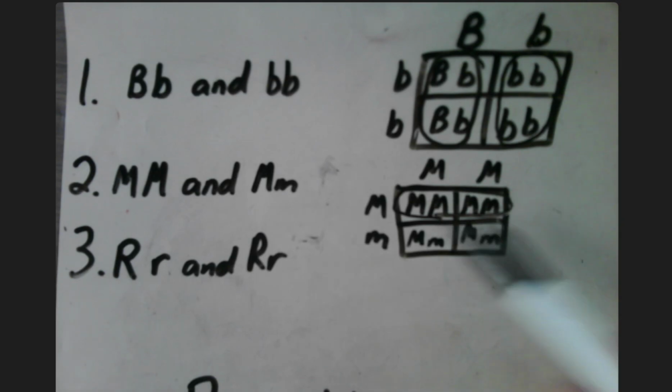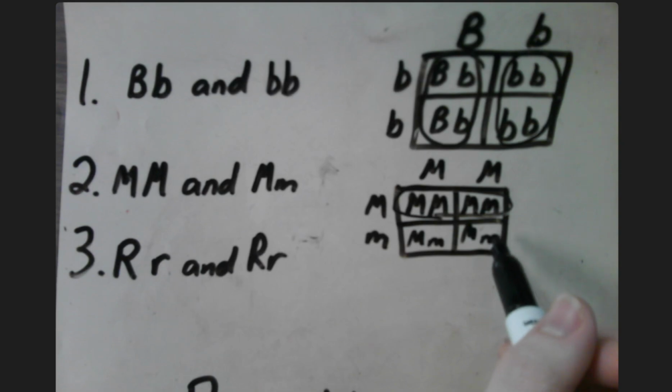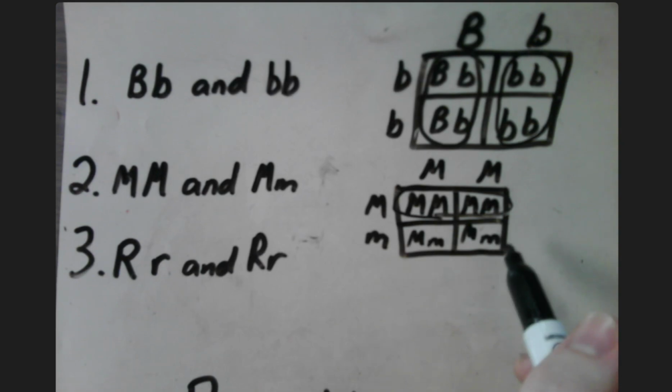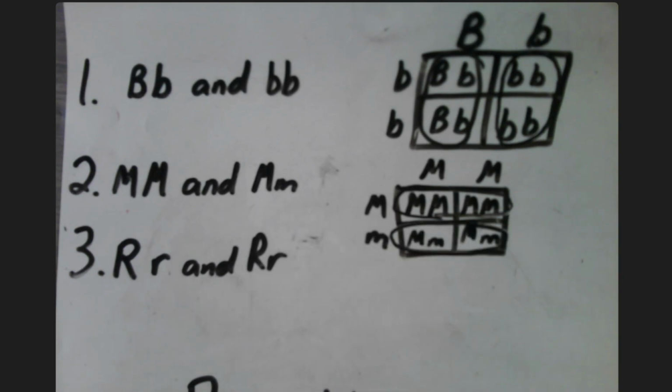Yeah, we have 50% homozygous dominant, and we have 50% heterozygous dominant. So half and half. All right, our last one here. Then we'll go on to a word problem.